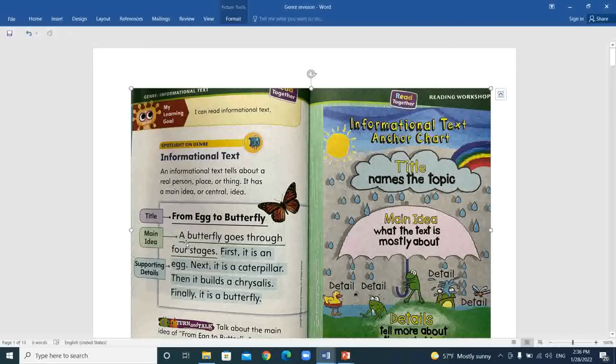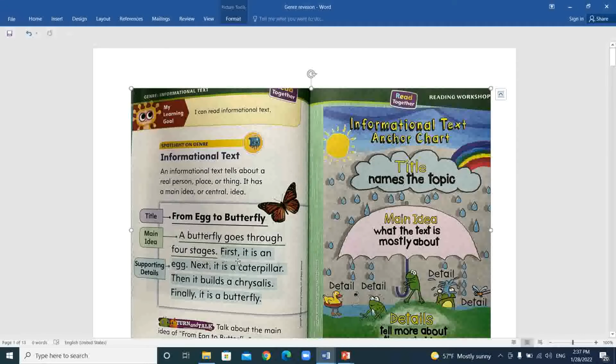Okay, as you start reading, it says, for example, a butterfly goes through 4 stages. First, it is an egg. Next, it is a caterpillar. Then it builds a chrysalis, and finally, it is a butterfly. Okay, so here in this short informational text, we found the title, which gives you an idea about the topic of the story. The first sentence gives you the main idea. So the main idea, what is the story going to be mostly about? It's about the stages that a butterfly goes through from the time it hatches all the way until it becomes an adult butterfly. Okay, so the main idea here is a butterfly goes through 4 stages.